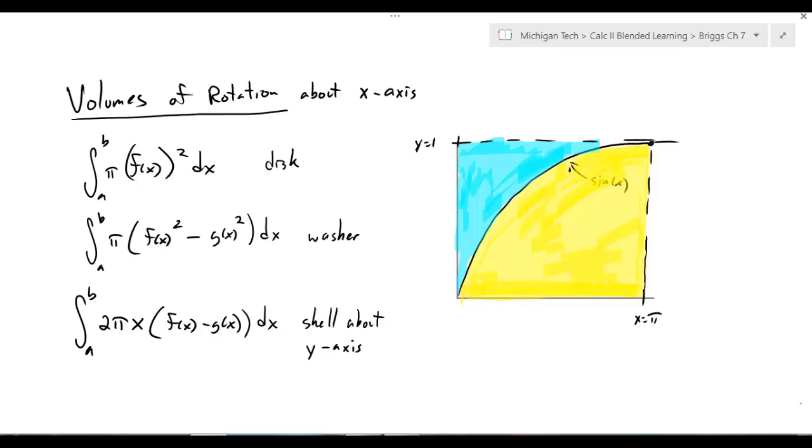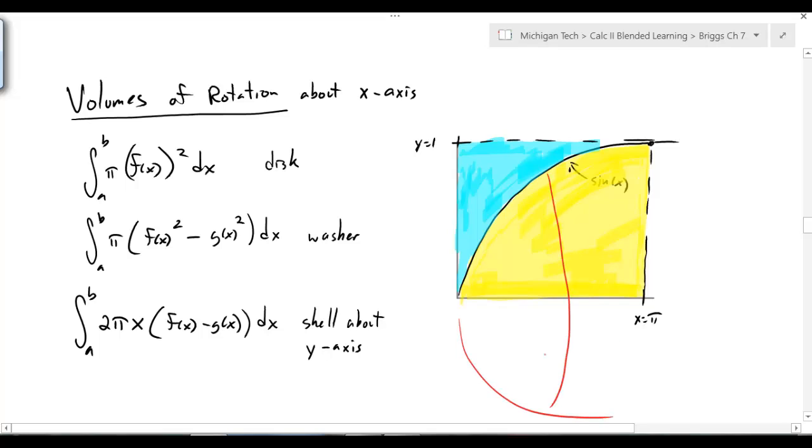If we were rotating the yellow region, this region right here, about the x-axis, there would be no gaps in the middle. There would be no holes in the middle. So it would be the disk technique. And so it's pi r squared, because if we cut a slice and draw the other side of it, that slice is just a solid disk. This is the radius. My function value is the radius. So pi times the function squared is the area of this circle. The dx is for the thickness, and then I add them all up.